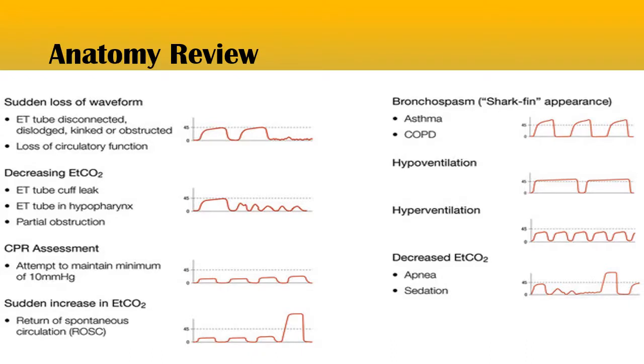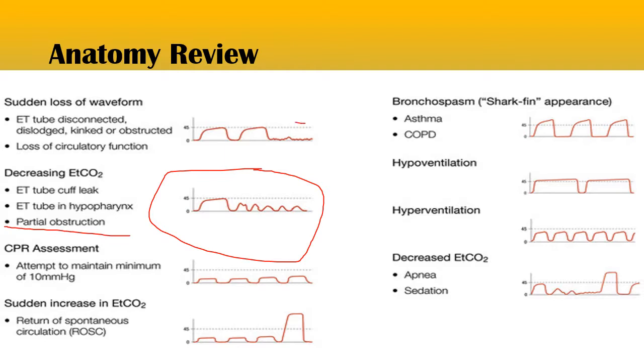End-tidal CO2, probably the most important tool we have for managing that ventilator patient. Because if something happens with the circuit, with the ventilator, with the patient, we'll be able to see it in real time on our end-tidal CO2. Here's a quick review of different end-tidal waveforms. Pay close attention to the decreasing end-tidal CO2 waveform that you see here and all of the things that may cause it. Right? These are all things that can happen with a ventilated patient.